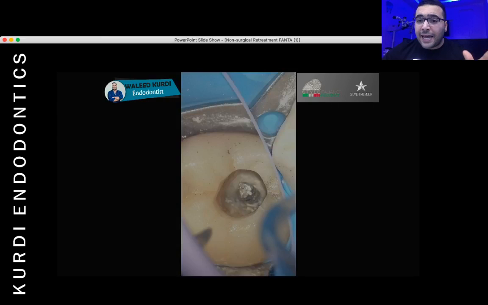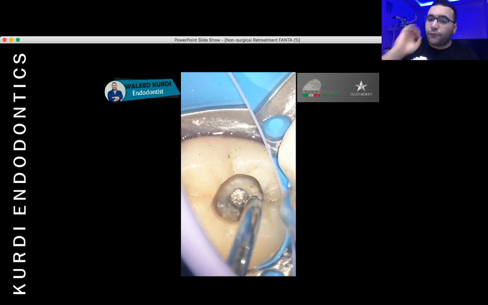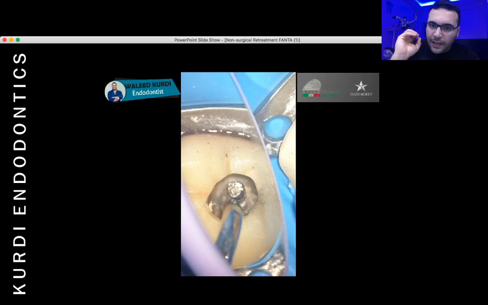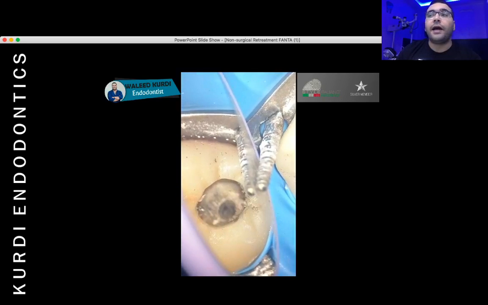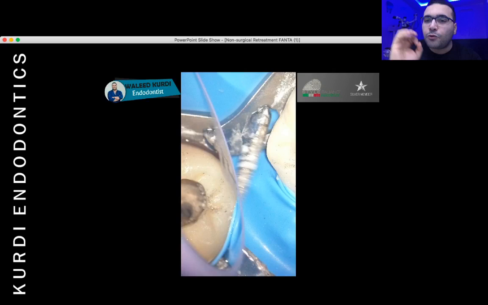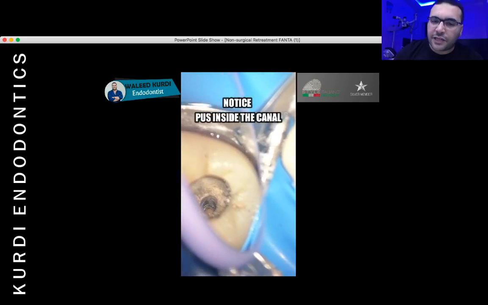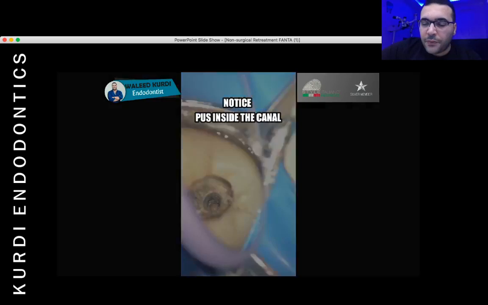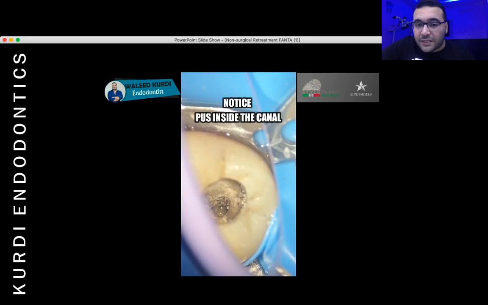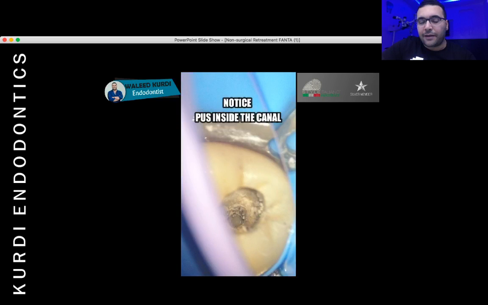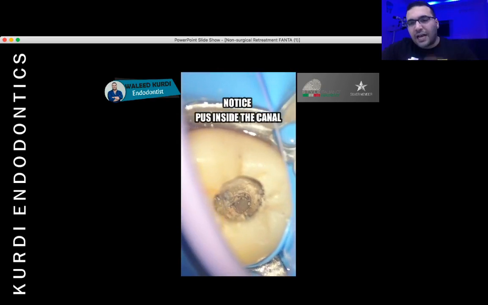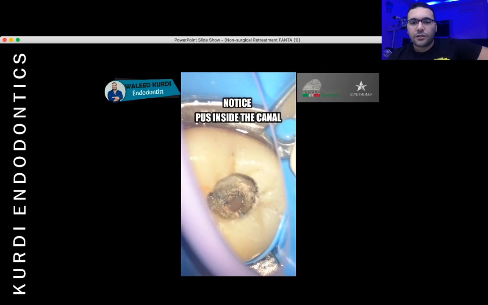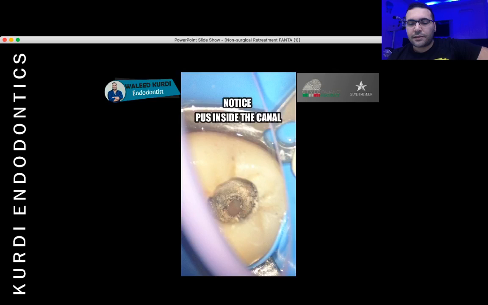I'm not here today to talk about this kind of selective non-surgical retreatment. But now you can see, after I just removed the post, you can see the pus inside the canal. The pus is just coming out from the periapical lesion related to this distal root.